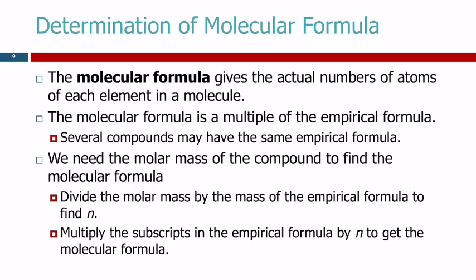Sometimes that number is 1. And that tells you that the molar mass and the empirical mass are the same. That can definitely happen. If it's not 1, it'll be 2, 3, 4, something like that. Then you multiply the subscripts in the empirical formula by n to get the molecular formula. Okay? So we'll do an example.